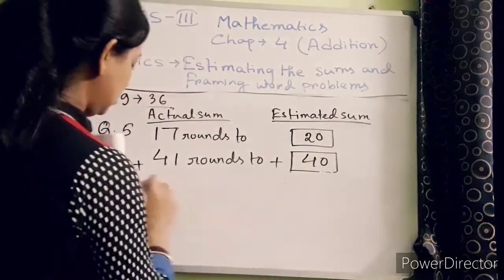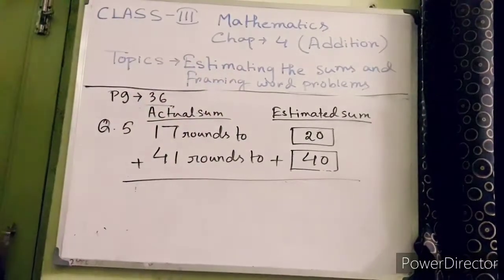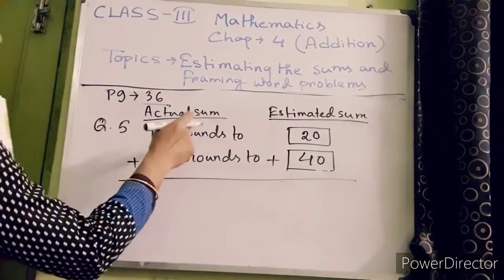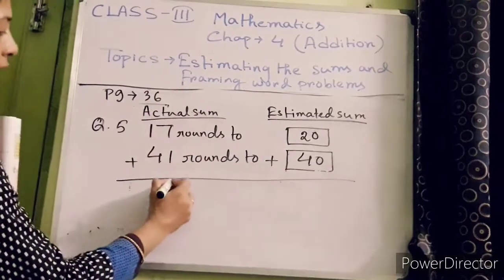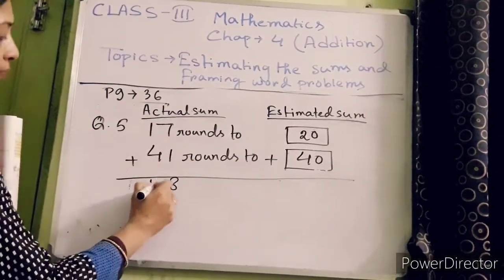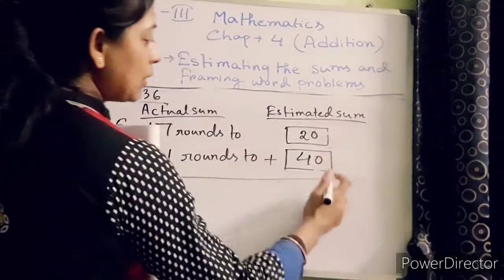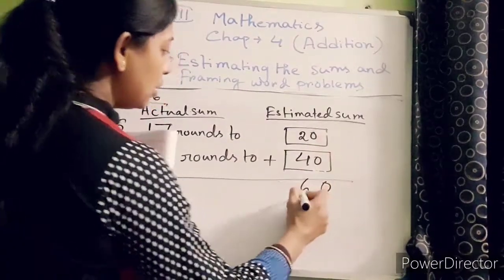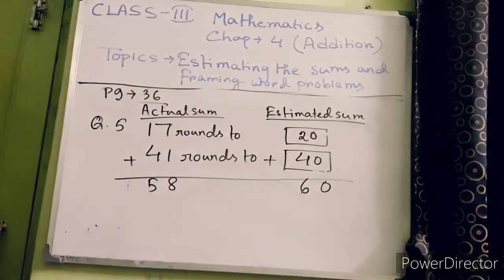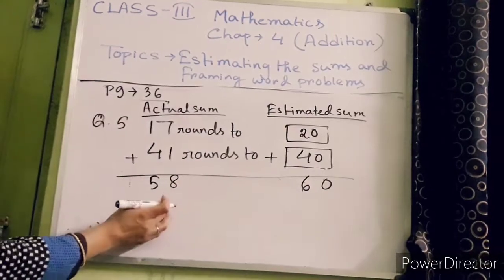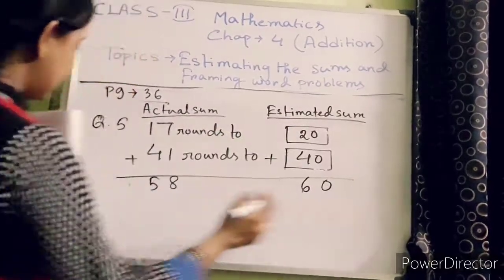Okay. Now you can add these two numbers. First you find out the actual sum. 7 plus 1, 8. 1 plus 4, 5. 0 plus 0, 0. 2 plus 4, 60. Clear? So the actual sum is 58 and the estimated sum is 60.